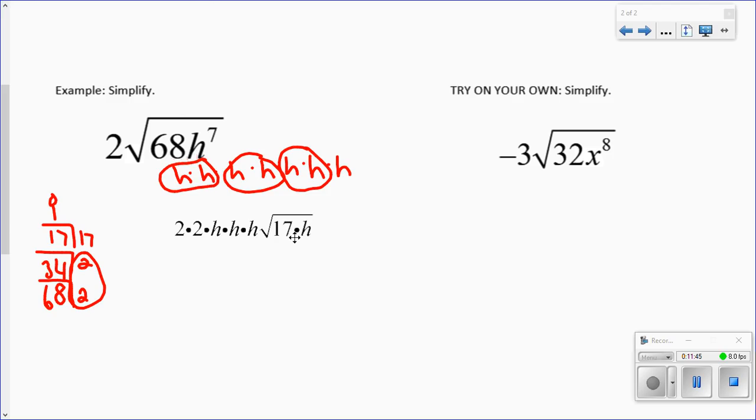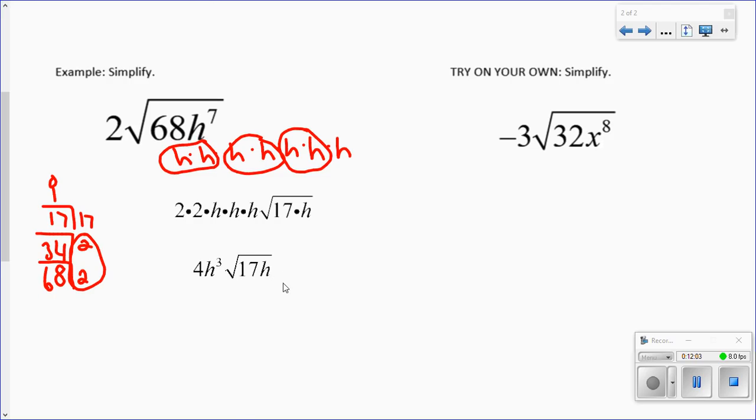Once I get that, I can go ahead and multiply the stuff together so I can simplify it, and I get my answer. So 2 times 2 will give me 4. H times H times H, I can write as an exponent. So I get 4H cubed times the square root of 17H. Okay? You guys are going to try this one on your own. Give that one a whirl.